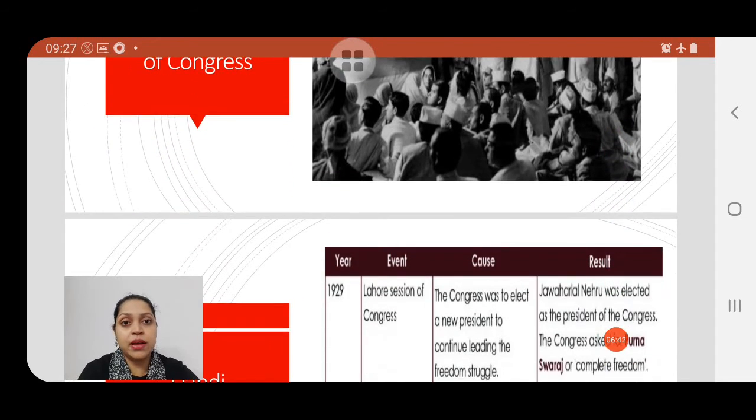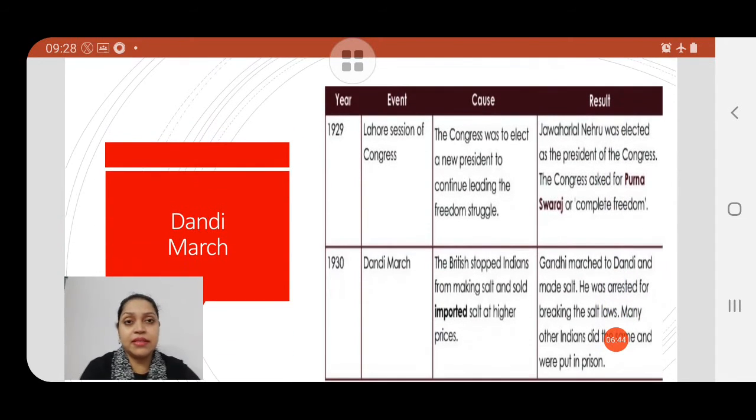Now we come to Dandi March. What is the importance of Dandi March? Dandi March is also very important. And why? What is the cause? The British stopped Indians from making salt and sold imported salt at a higher price. The British stopped Indians from making salt.